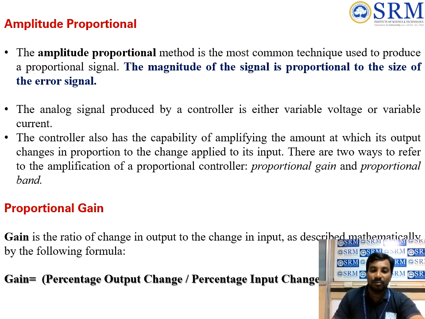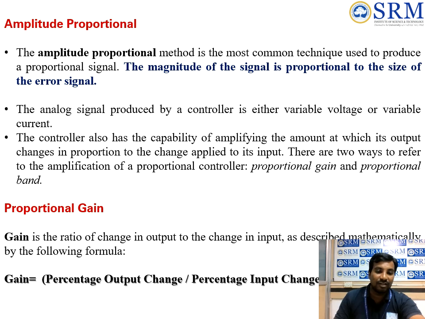The analog signal produced by the controller is either a voltage variable or a current variable. The controller also has the capability of amplifying the amount at which the output changes in proportion to the change applied to its input. There are two ways to refer to the amplification of a proportional controller. One is the proportional gain and the other is the proportional band. Let us see them one by one, starting with the proportional gain.